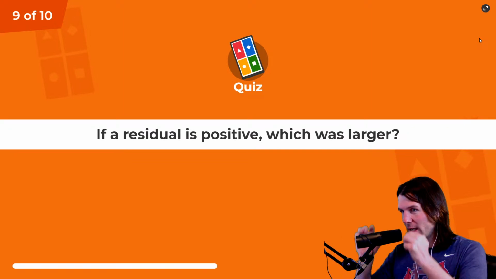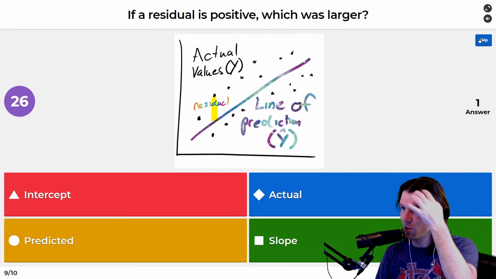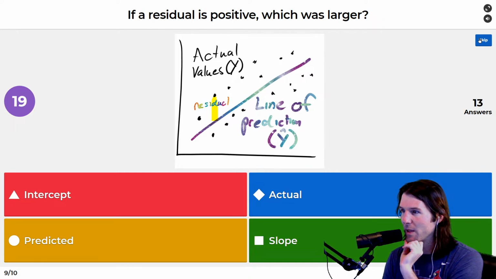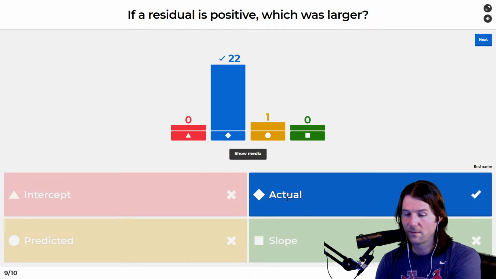Here we go with more residual talk. If a residual is positive, which one was larger? So the line of prediction is the space pen. I haven't brought back space pen much this semester. I need to bring it back. I'm trying to fix my pen's Microsoft Word. So we have intercept, no. Slope, no. Residual is all about that actual minus predicted. You can see right here that this has a positive residual. These are the actual dots on the screen, the points. This is the line of prediction. All the Y hats are on here. And the actual was higher than the predicted.